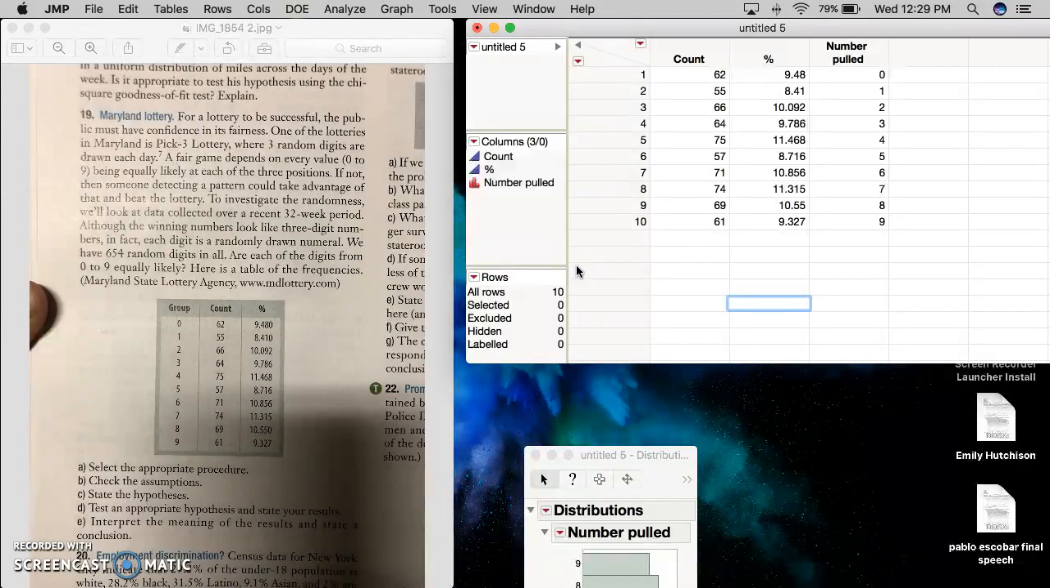So then for part C, to state the null and alternative hypothesis, the null is that the likelihood of drawing each numeral is equal, and then the alternative is that the likelihood of drawing each numeral is not equal.